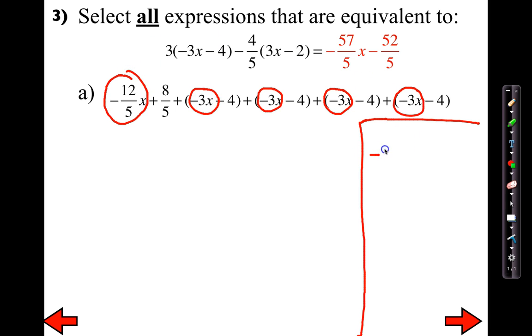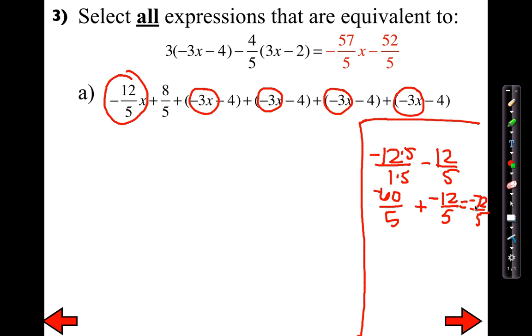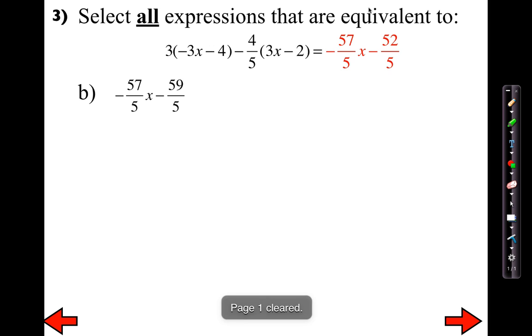So we have -12x. I'm just going to put over 1. And we're going to subtract 12/5. 5 is going to be our lowest common denominator, so we're going to multiply this by 5, leaving me with -60. Minus here is going to stay a 12, so we're going to add the opposite. This is going to give me a -72/5 x. That's not the same as -57/5 x. So is there any really good point for me to continue on? I'm going to say no and say that these are not equivalent.